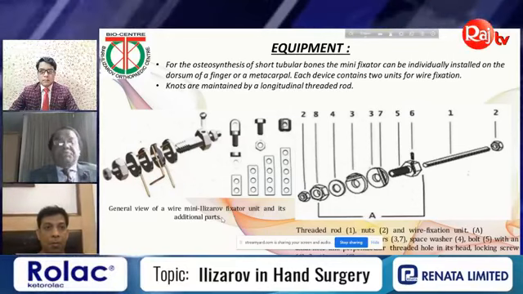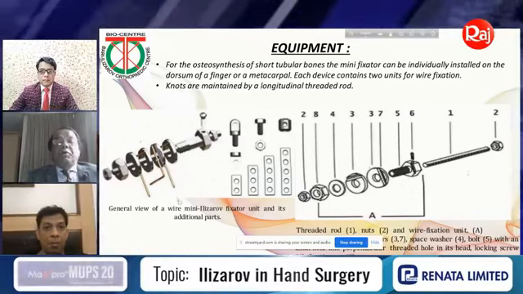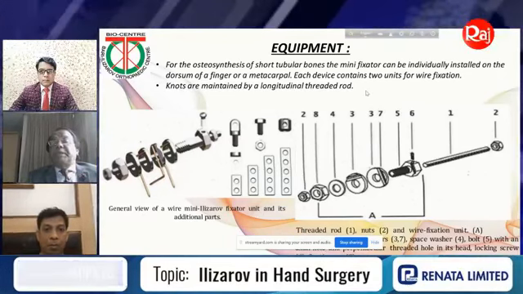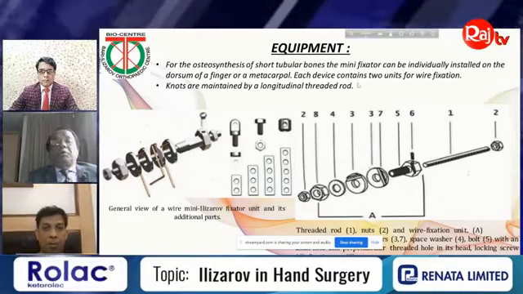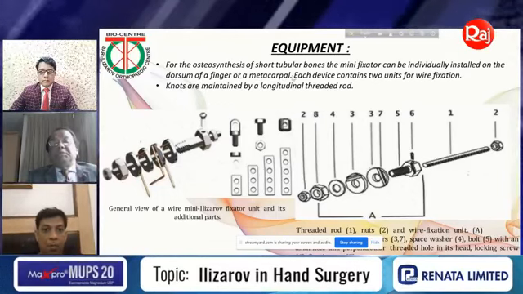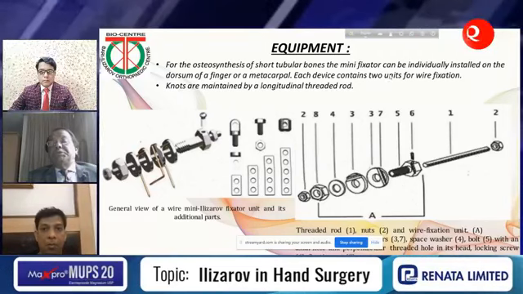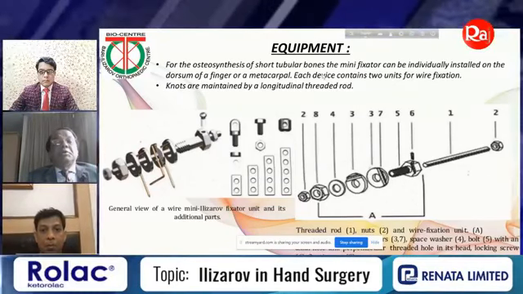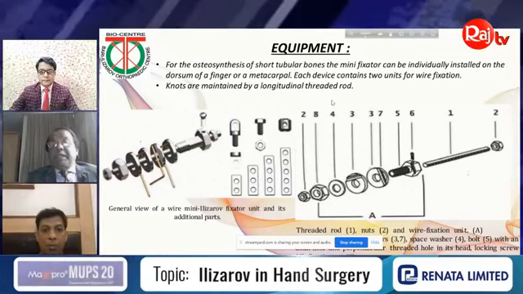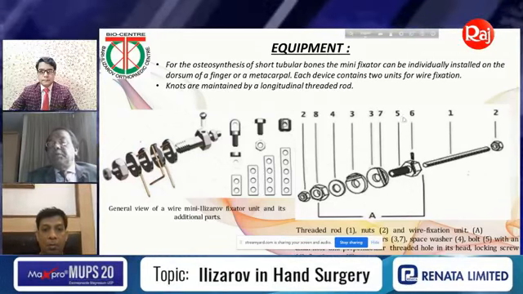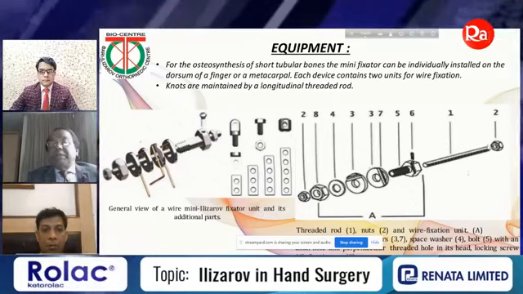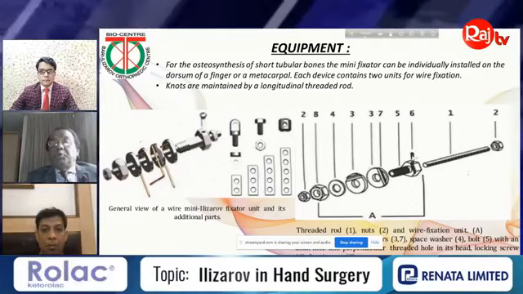Now, dear friends, you can see here, for the osteosynthesis of the short tubular bones, the mini fixator can be individually installed on the dorsum of a finger or a metacarpal. Each device contains two units for wire fixation. Knots are maintained by longitudinal threaded rods. Now you can see here the rods. This is the knots and how to put them everywhere.